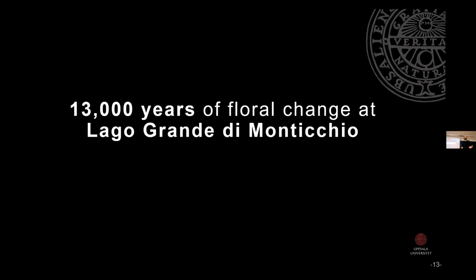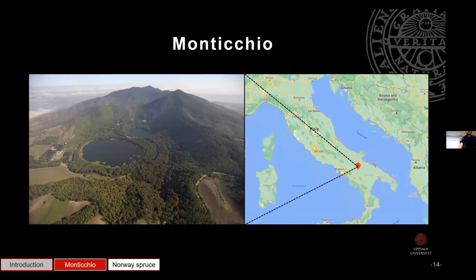Any other questions that popped up? No. Cool. Now we talk about Italy, Monticchio, where we talk about the last 13,000 years. For those of you who don't know where Monticchio is, it's a crater lake in southern Italy. There are two lakes, the big lake and the small lake, and our sediment samples are coming from the big lake.